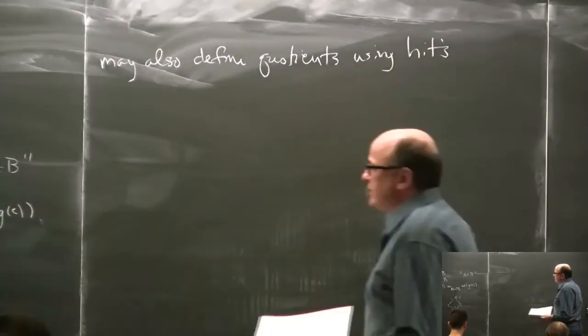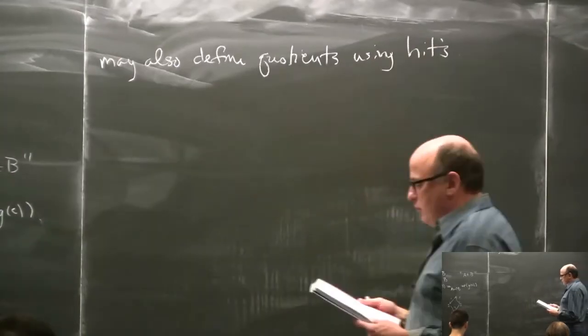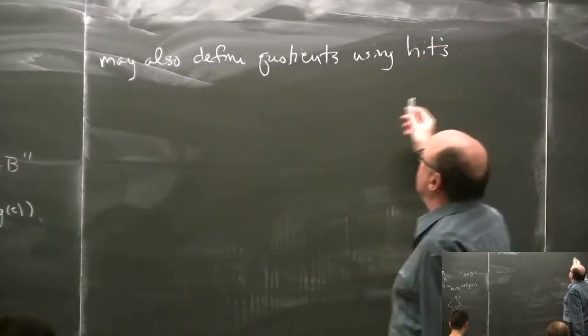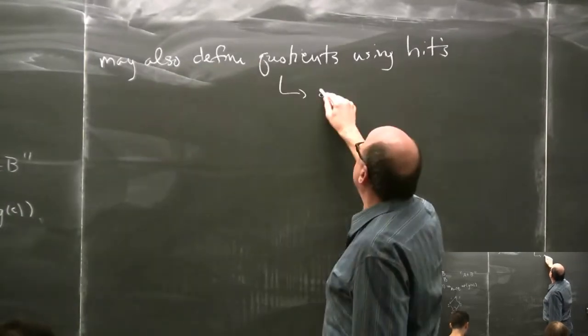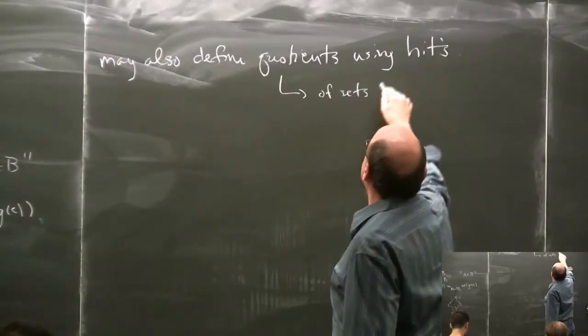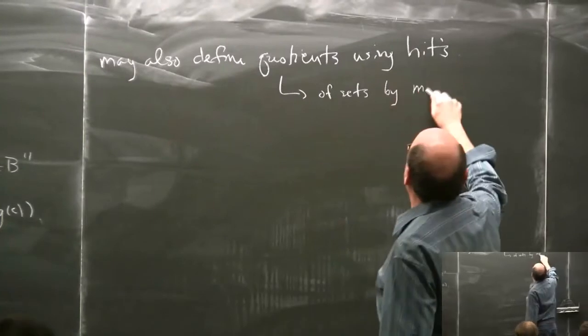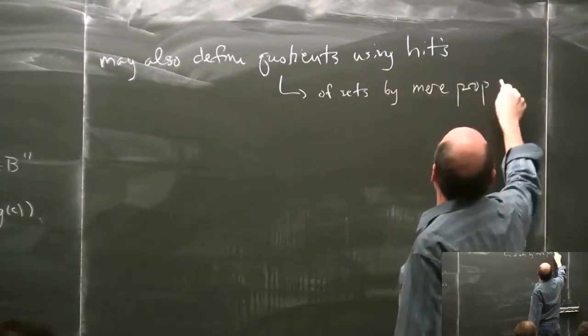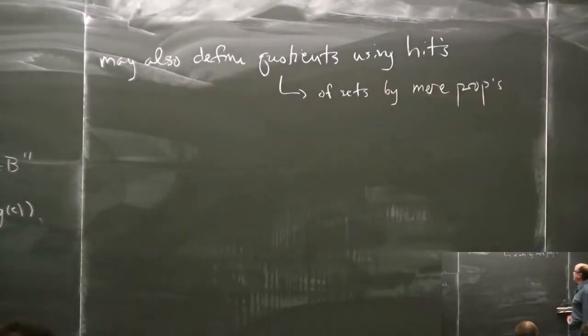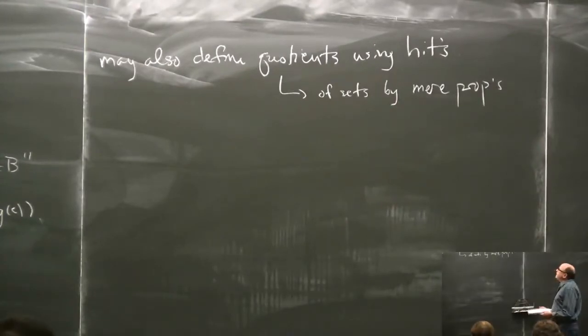Okay, this is possible. This is an example of a quotienting construction, at least for quotients of sets by what are called in the book mere propositions, or just propositions, or H-props. That is, by relations that are H-props, where any two proofs, if they exist, are equal. So the idea is that there's at most one thing. So we can easily define that.